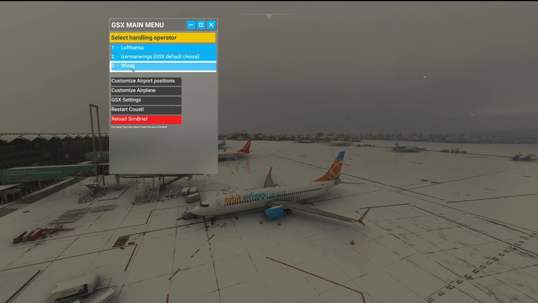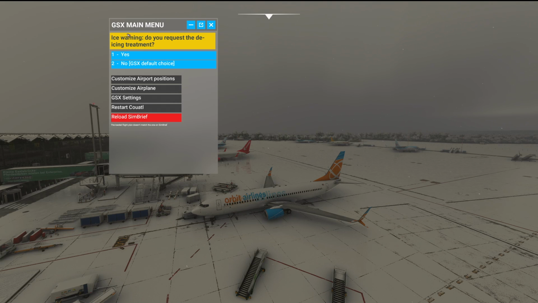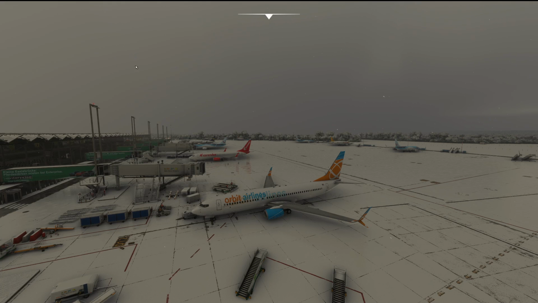This is gonna take a small moment now, thanks to GSX not really being able to pause anything, but it's asking us, do you want to request de-icing treatment? Don't rely on the default choice, because no is definitely the wrong answer in these conditions. The icing vehicles are coming now. So we have just requested our de-icing.